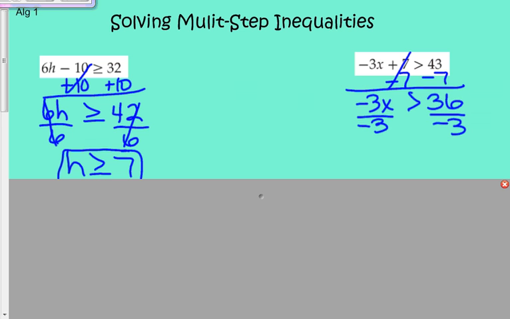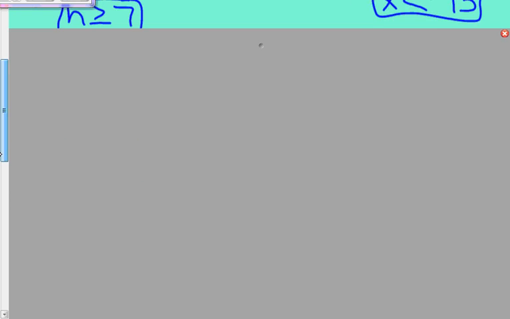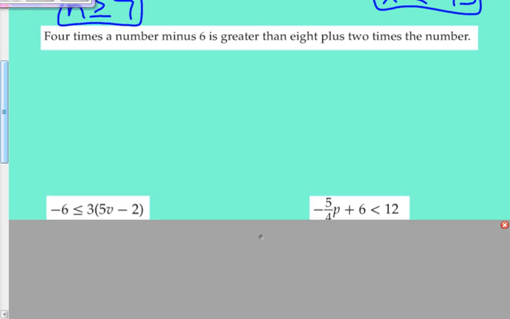And right there, you should notice if you multiply or divide with the negative, do not forget that inequality symbol flips around. 3's are gone, leaving x. 36 divided by negative 3 is a negative 12. That finishes that problem. Let's go to some more word problems.